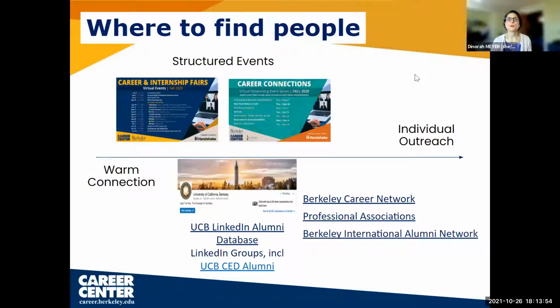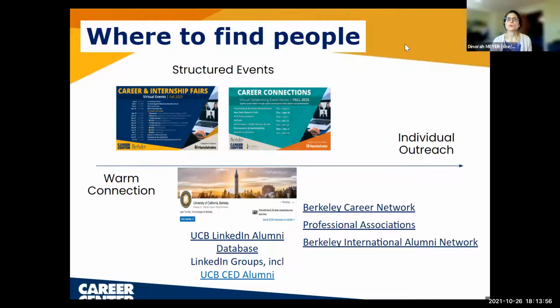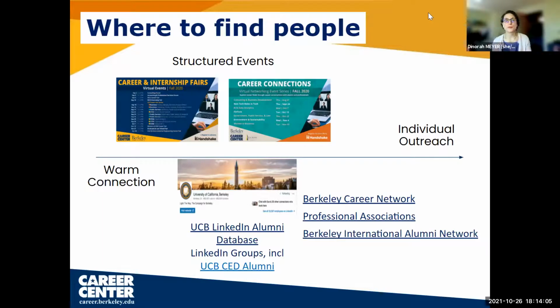So where can you find people? You can find people in both structured events, which we offer, where there are a lot of people there, or you can do it more on a one-on-one basis, individual outreach. So we have career and internship fairs listed on our site, and we have career connections events.